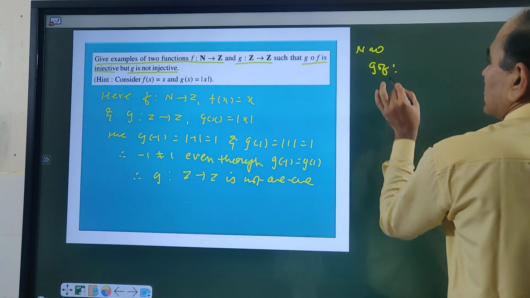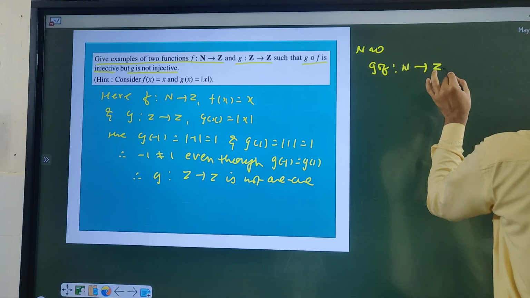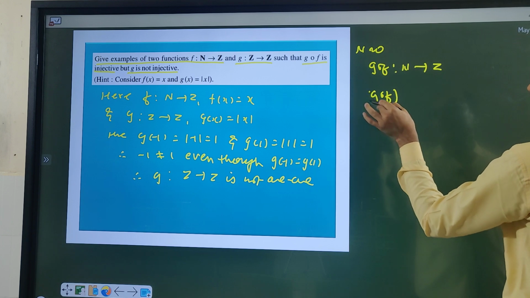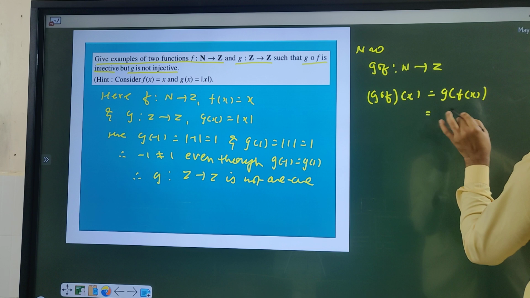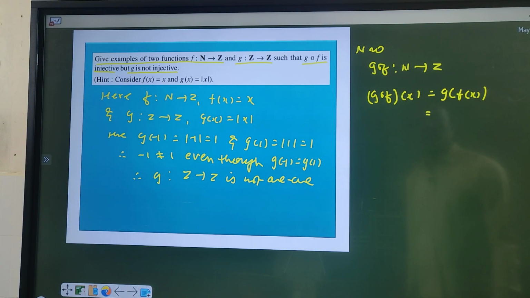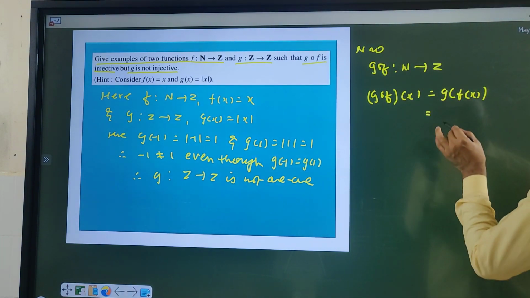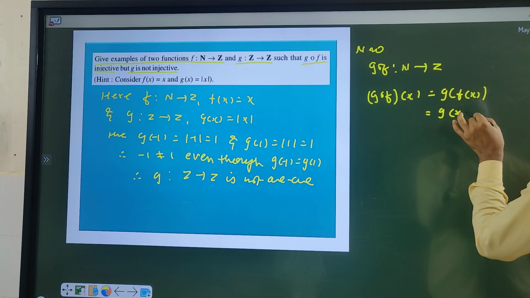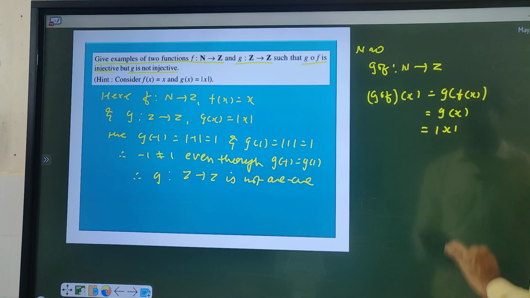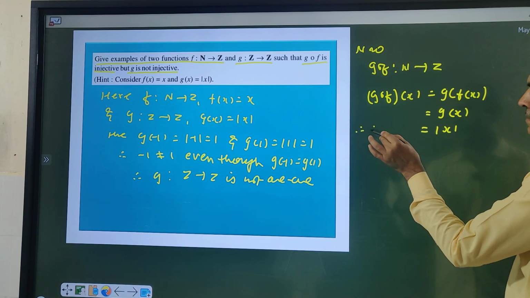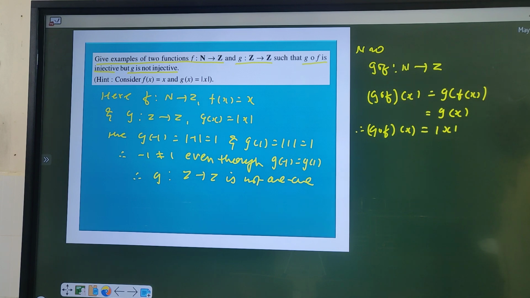Now g o f is a function from where to where? From the domain of f, which is N, to the codomain of g. g o f of x is equal to g of f of x, which is g of x only, because f of x is equal to x, and that is equal to mod x. And therefore g o f of x is equal to mod x.